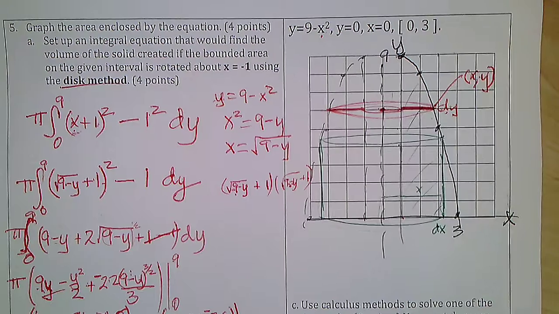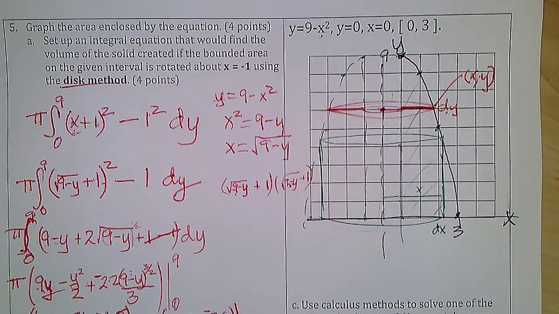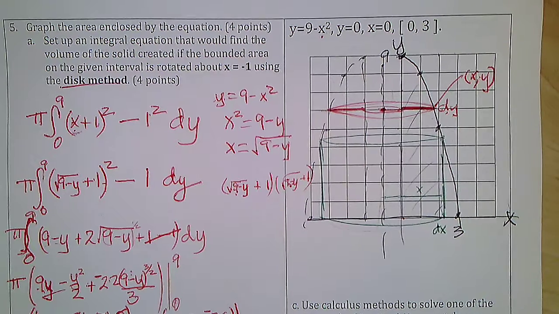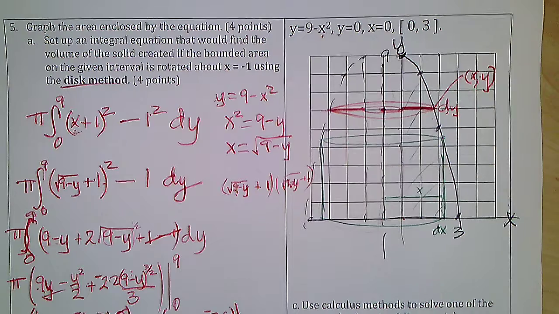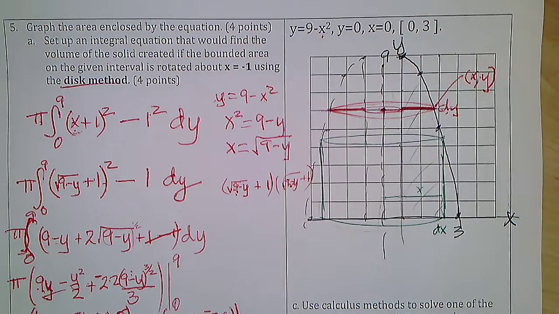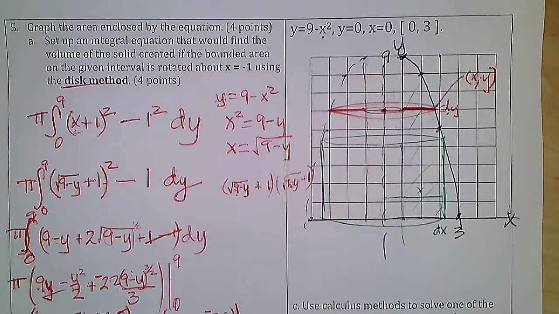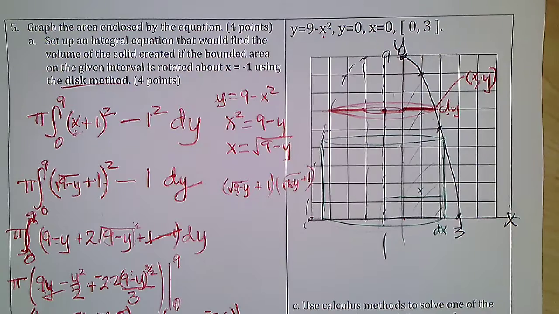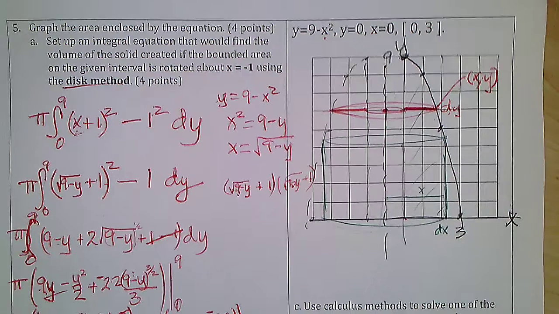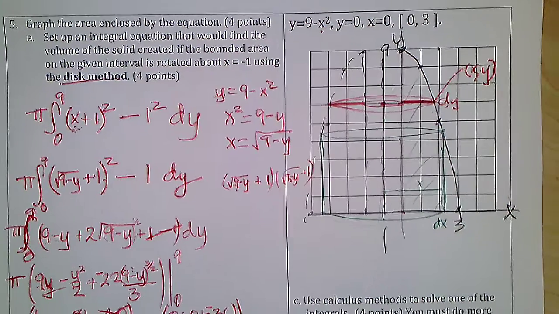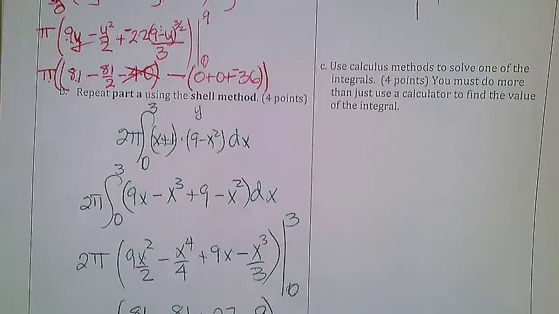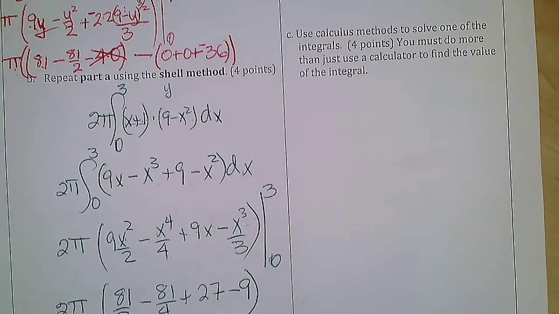3 squared is 9 times 9 is 81 halves. 3 to the 4th is 81 divided by 4. Plus 9 times 3. 3 to the 3rd is 27 divided by 3 is 9. Figure out that fraction. Oh man, I did all that where you couldn't see it.